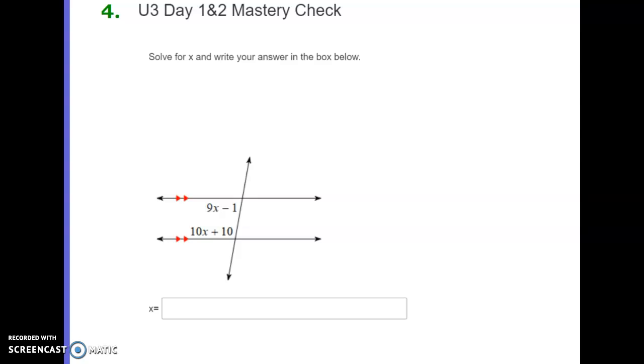Number 4, solve for x. Okay, these are consecutive interior angles. Consecutive interior angles are supplementary. They add up to 180 when the lines are parallel. So together, they should not be equal. They should add up to 180.